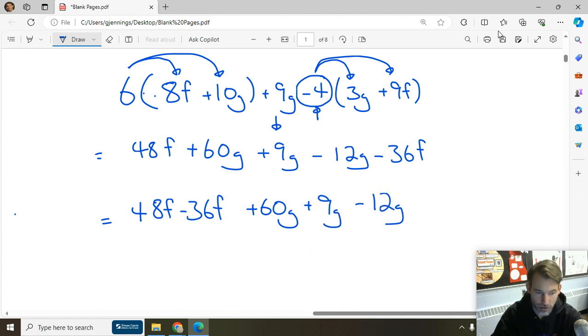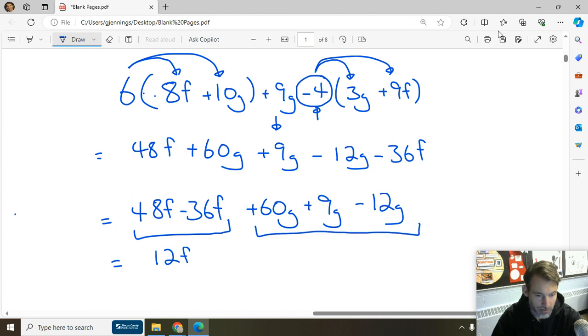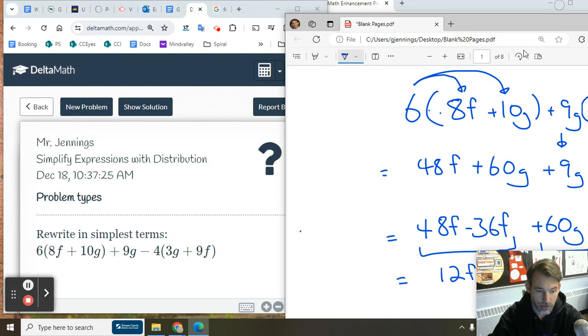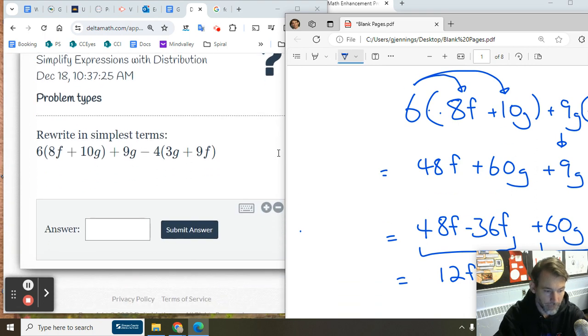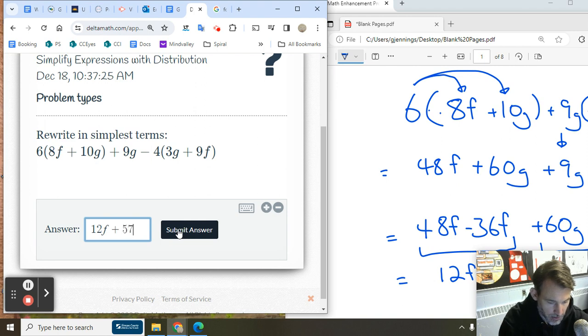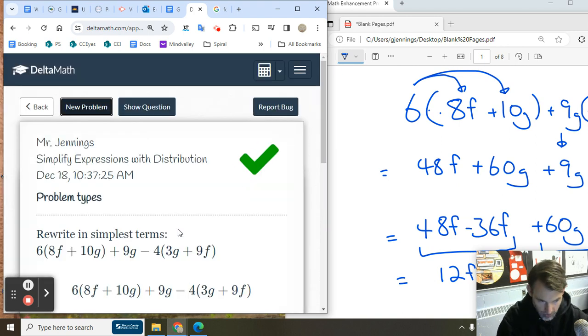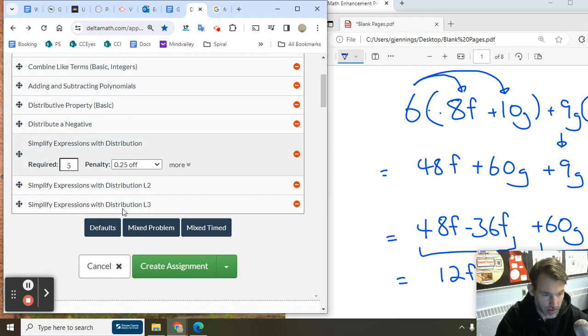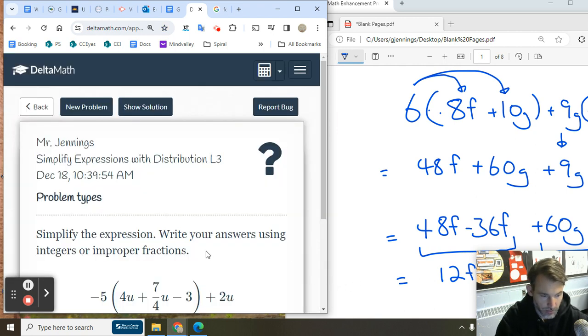Okay, I've got all my g's together, all my f's together. So 48 of something minus 36 of something leaves you 12 of that thing. 60 of something plus 9 of something minus 12 of something is the same thing as 57 of that thing. This is the right answer, and it's in the simplest terms. It's like we've really simplified that whole big knot of algebra into 12f plus 57g. Hooray. Okay, let's look at harder examples, and then we'll call it a day with this video.